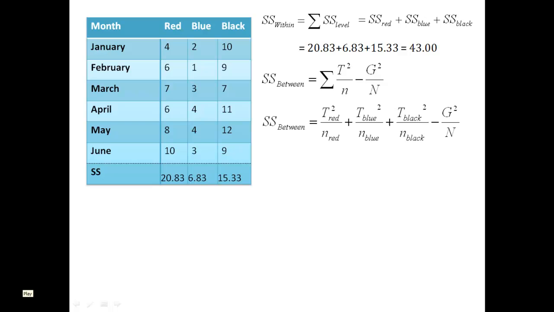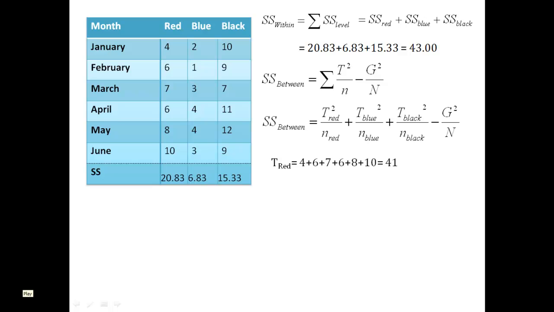So the way that looks for this data set is the sum of squares between equals the total of all the scores for the red cars squared over the n for the red cars, plus the total of all the scores for the blue cars squared over the number of scores of blue cars, and the total of all of the scores for the black cars squared over the n for black cars, minus the total of all the scores in the data set squared over the number of all the scores in the data set. And I know that that might still not make sense, so let's break that down even further.